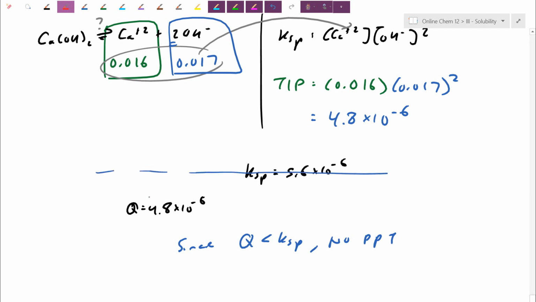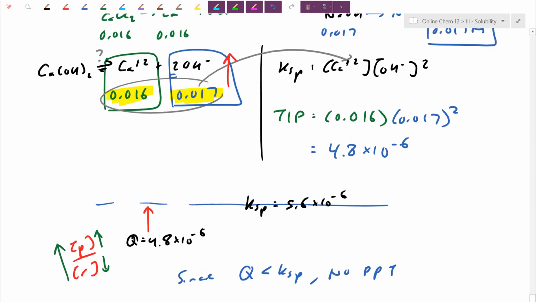Let's see if we can go over the explanation again here. Q is supposed to be product over reactant. Currently, after you've done the dilution, unfortunately the concentrations of calcium and hydroxide left over are a little bit too tiny. Because they're too tiny, the Q value needs to get larger. For this fraction to get larger, I need to increase products and decrease reactants. For me to increase products, I need to end up with more products. To have more products, I need to shift the equilibrium over.